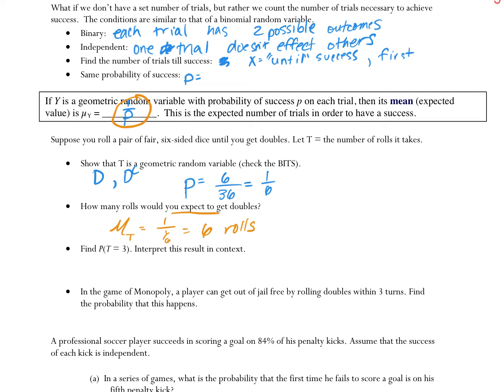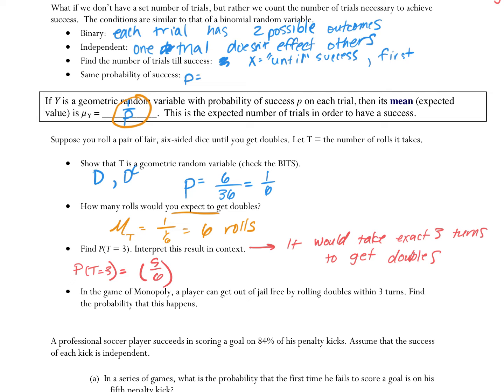All right. Now, what does t equals 3 really mean? It means it would take exactly 3 turns to get doubles. If it takes exactly 3 turns to get doubles, did you get doubles on the first turn? No. If it takes 3 turns to get doubles, the first turn is not going to get doubles, so I'm going to have a 5/6, because if it's 1/6 that you get doubles, it's 5/6 that you don't. Okay, so for the first turn we have a 5/6, right?